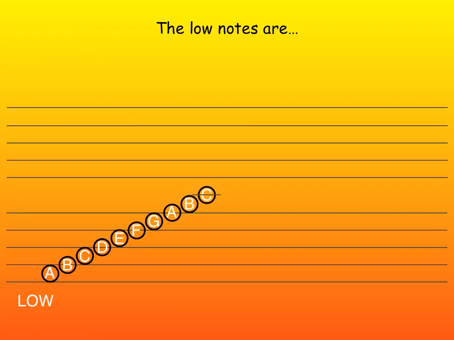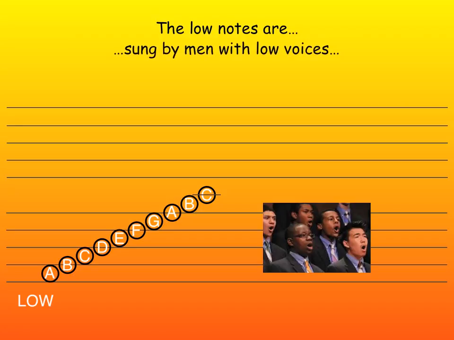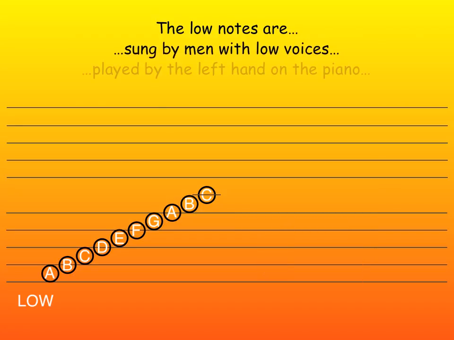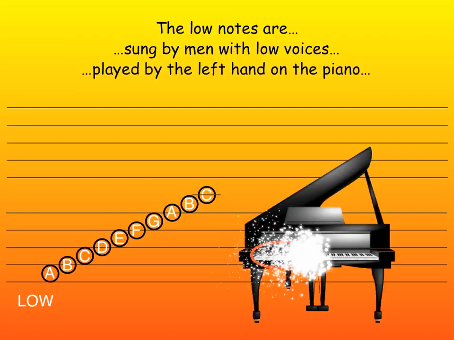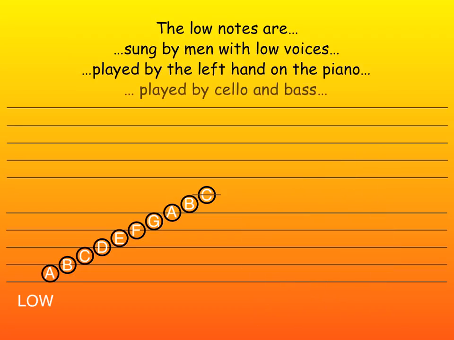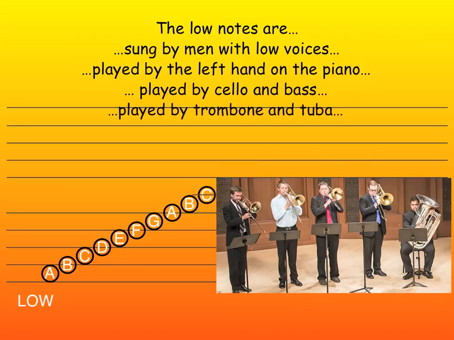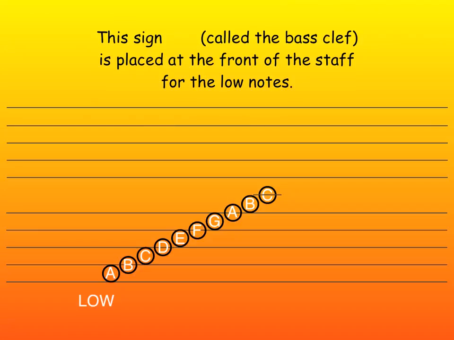The low notes are sung by men with low voices, played by the left hand on the piano. The low notes are played by the cello and the bass, played by the trombone and tuba, and other instruments as well. This sign, called the bass clef, is placed at the front of the staff for the low notes. When you see that, you know you're looking at the set of low notes.